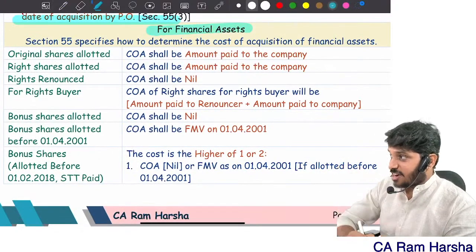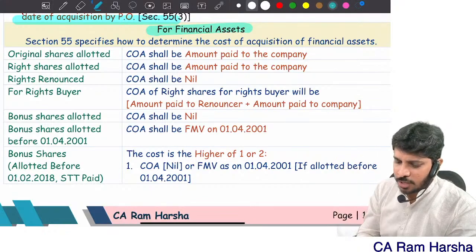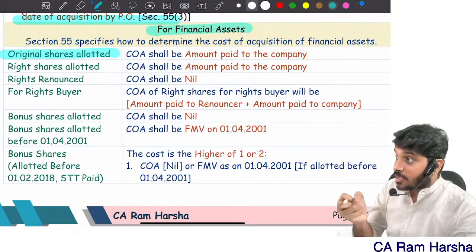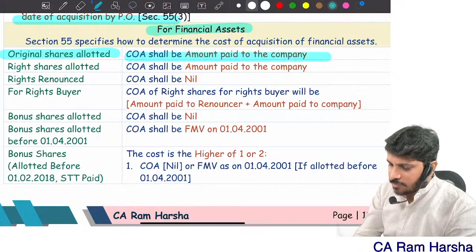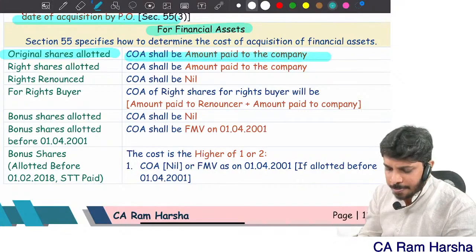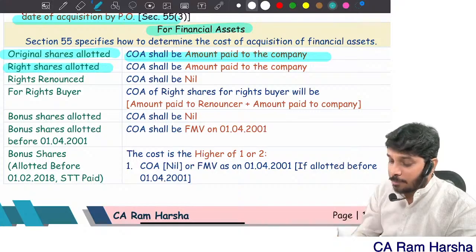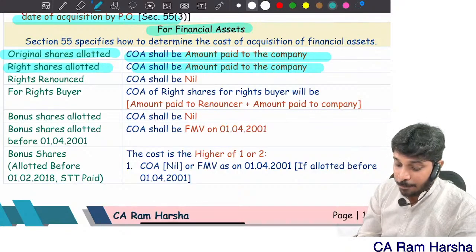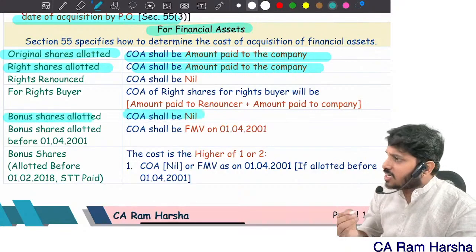Let's talk about financial assets. What is the cost of acquisition? Original shares, which I directly bought from the company in IPO: cost of acquisition is the amount paid to the company. Right shares, which I directly paid to the company: the amount paid to the company. Bonus shares allotted, cost is nil.